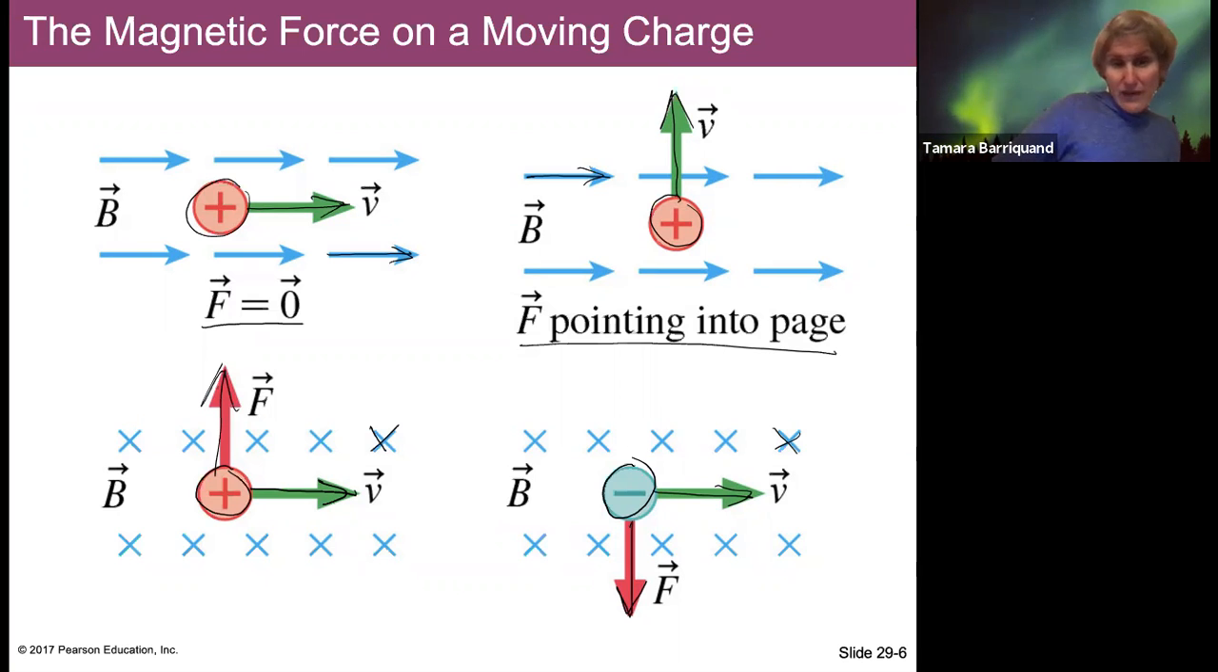Let's look at what happens. We see that our force is always going to be perpendicular to our velocity. In all of these examples, when we have a force, it is perpendicular to our velocity. So let's look at that, if we have our charge moving in a magnetic field.